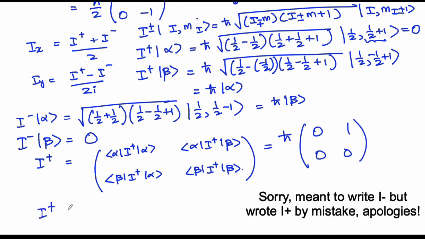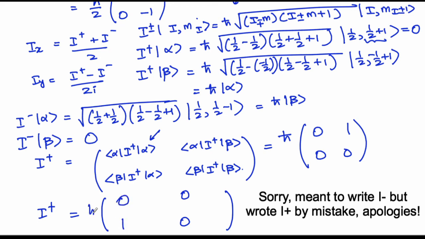Similarly for I minus, you are able to understand that I minus on beta state will be 0, so you can write 0 right away. On the other hand, if you apply I minus on alpha here, that will go to the beta state, but <alpha|beta> will be 0, so this will go to 0.